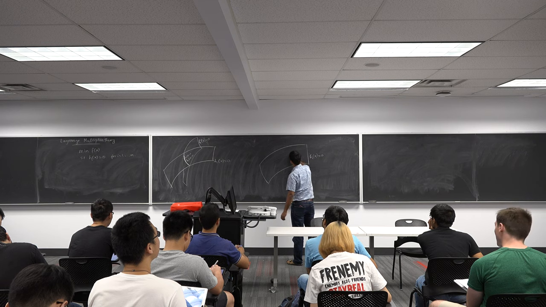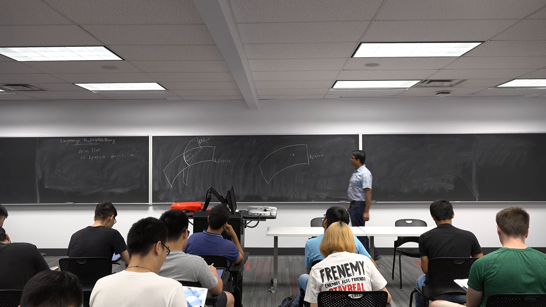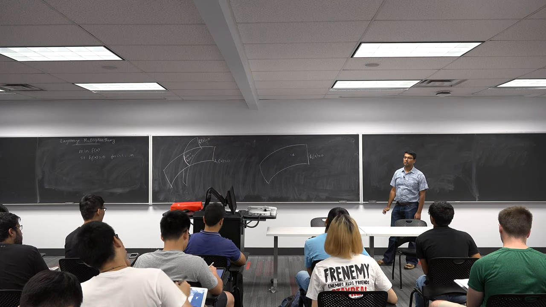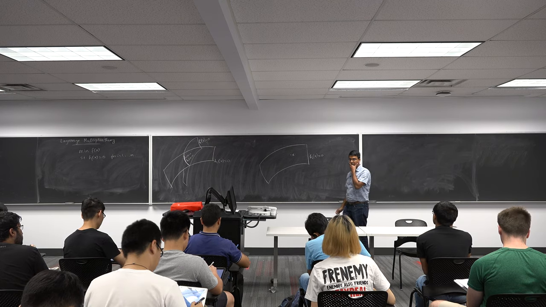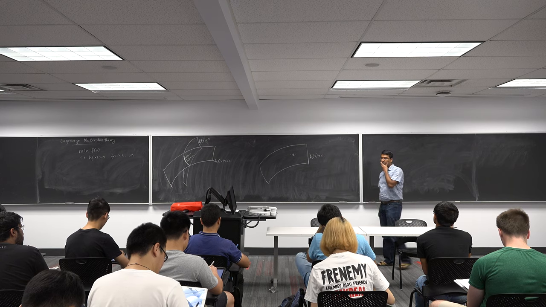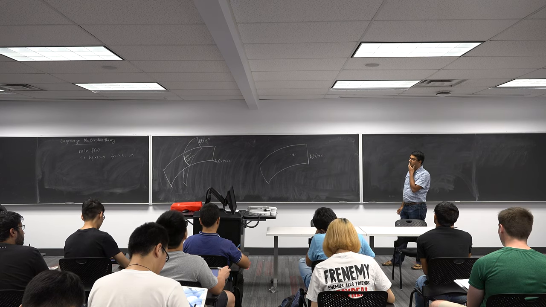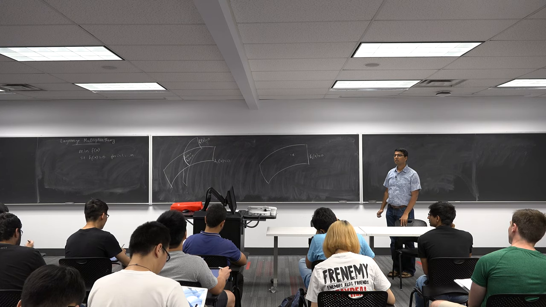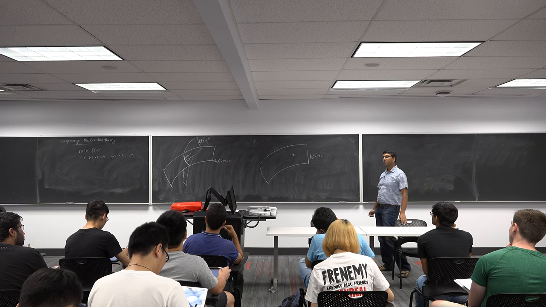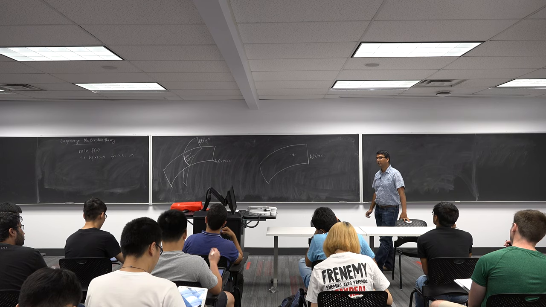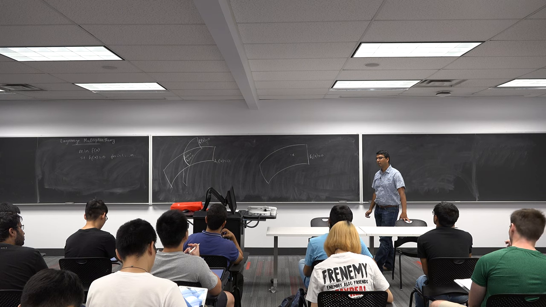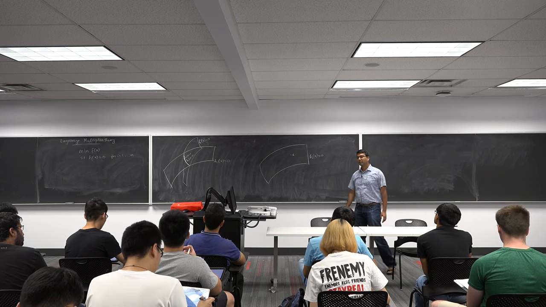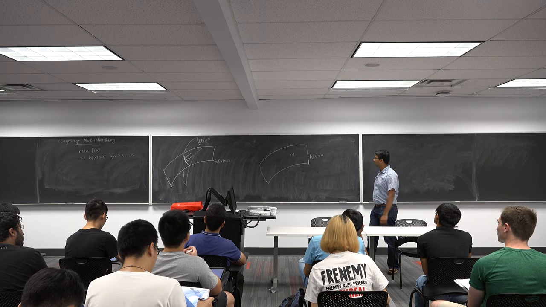And I pick a point x. What are the feasible directions at this point x? Any thoughts? So it has to reside on that surface, right? Yes, that's right. It can't go up, it can't go down. It has to be on the surface. It'll be a curved feasible direction, right?